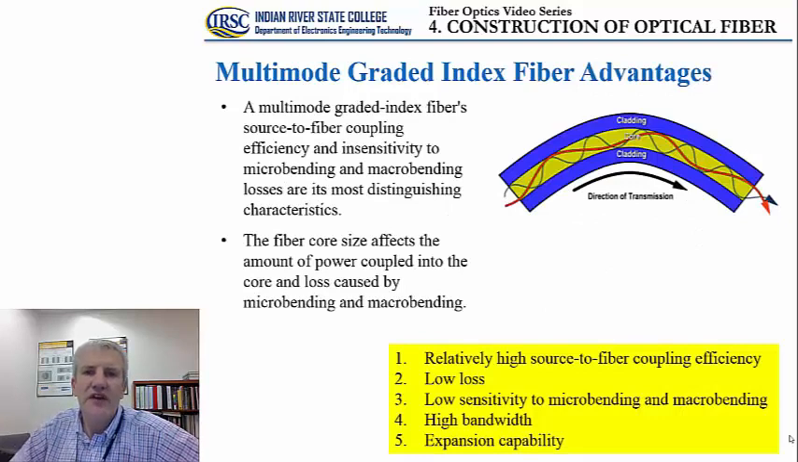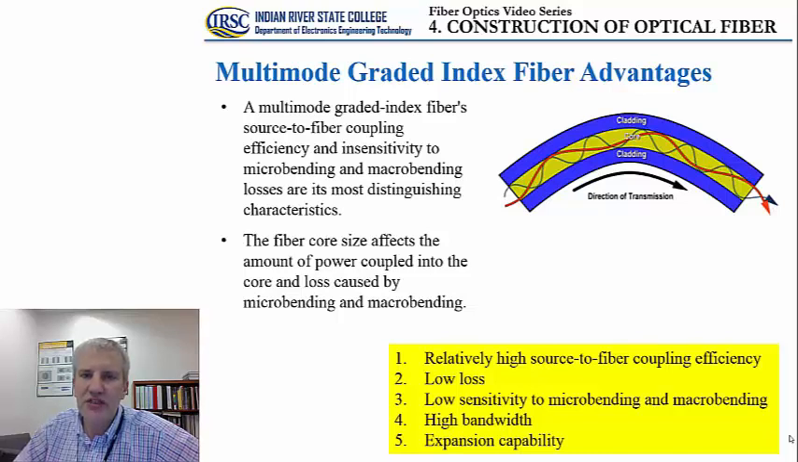Now, what would be the advantages of graded index multi-mode fibers? First of all, the source to fiber coupling efficiency is increased for the simple reason that we're using multi-mode fiber. They also have more insensitivity to microbending and macrobending due to this specific characteristic of the core. And the fiber core size also affects the amount of power that's coupled into the core, and also the loss caused by microbending and macrobending.